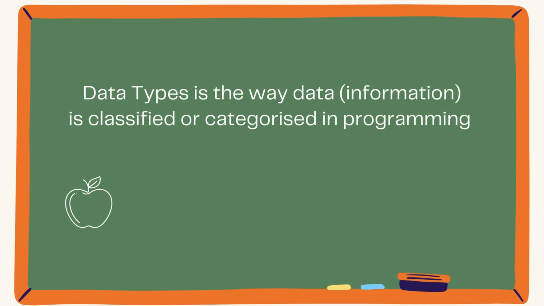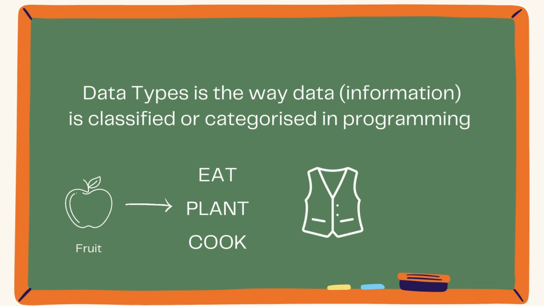Now we know that this is an apple, and we know that an apple is categorized as a fruit. So now that we know that the apple is a fruit, we know that we can eat it, plant it, or cook it. Now let's look at another element from our daily life, a vest. A vest, we know that it's categorized as clothes, and from that we know that we can wash it, wear it, and iron it. Fruit and clothes are not the same, and once we have fruit, we handle it in a specific way, and when it's clothes, we handle it in a different way.